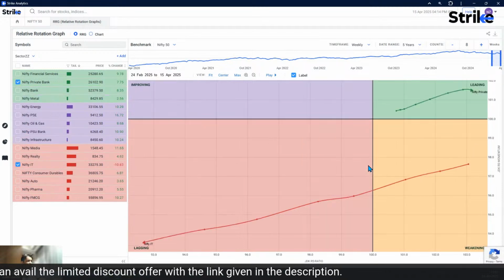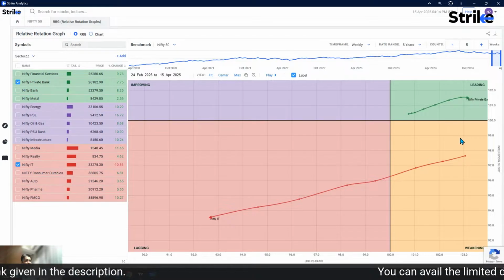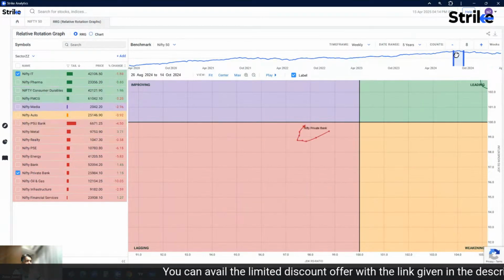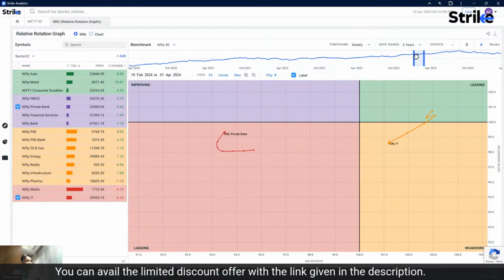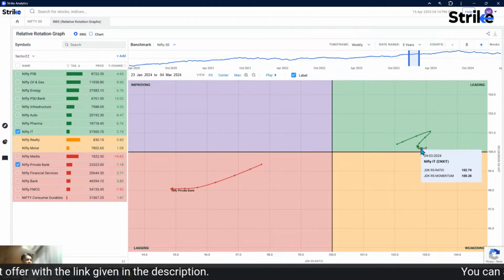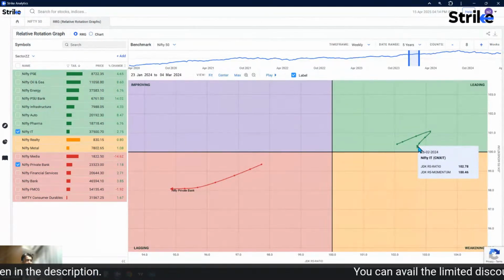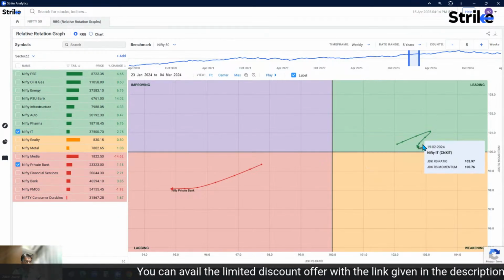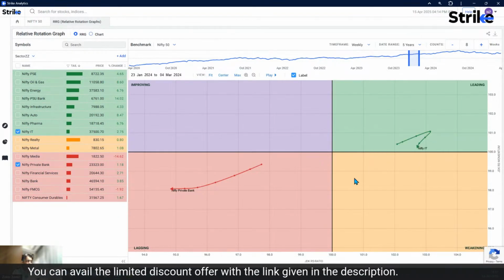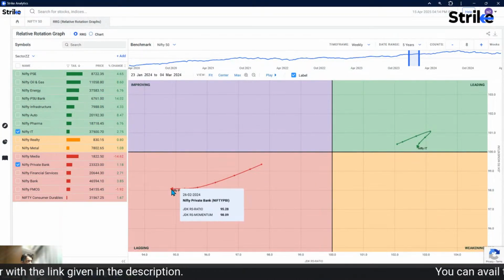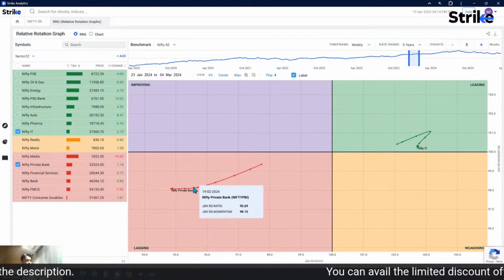Let me remove these. You can go back in time on the weekly time frame chart. Here we go. Look at this. Let's assume we are in February 2024. The IT index is in the leading quadrant, but the arrow is sloping down, which means the momentum is losing. Nifty Private Bank is already in the lagging quadrant, the momentum is flat, and it's losing strength.